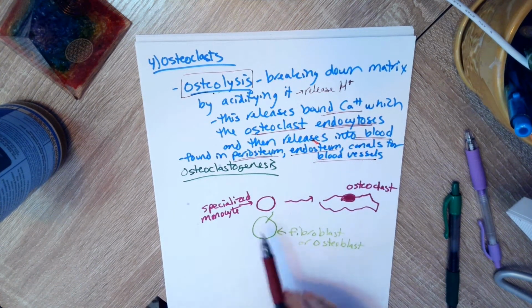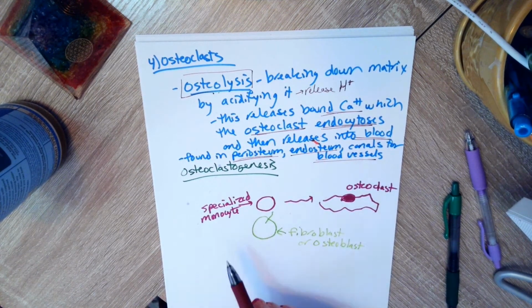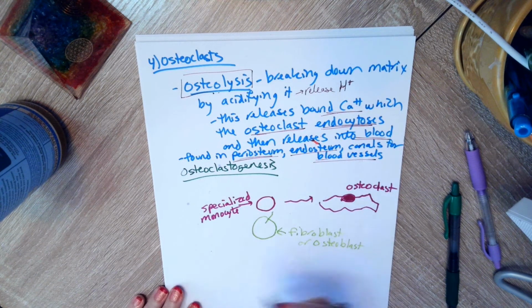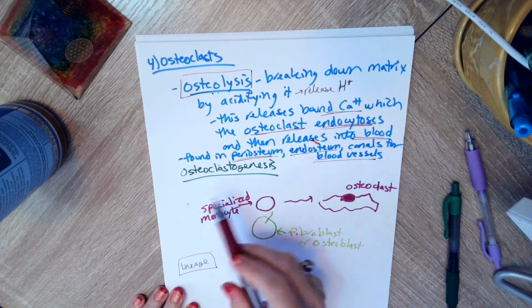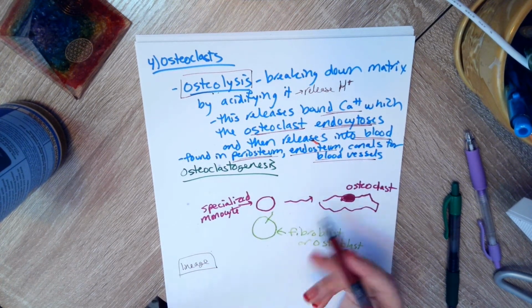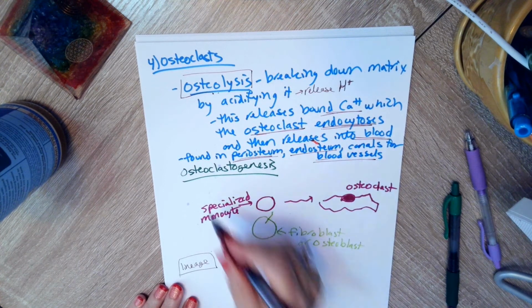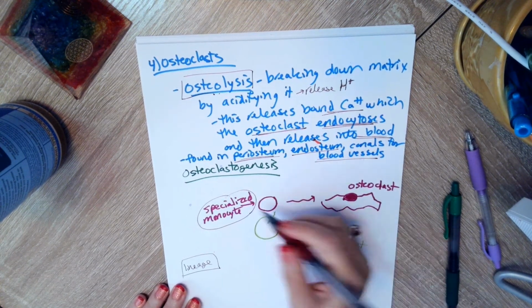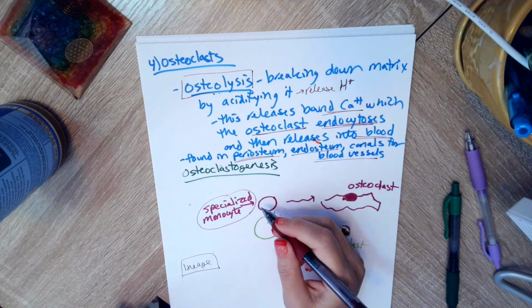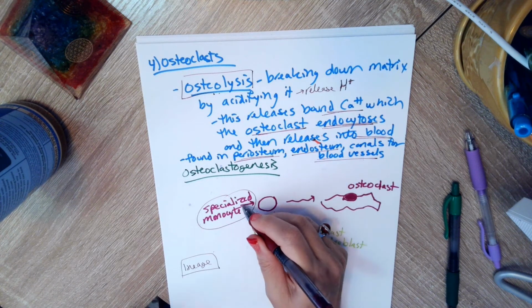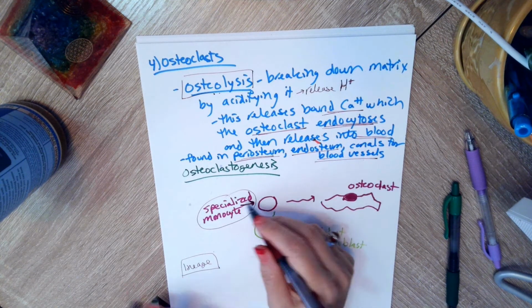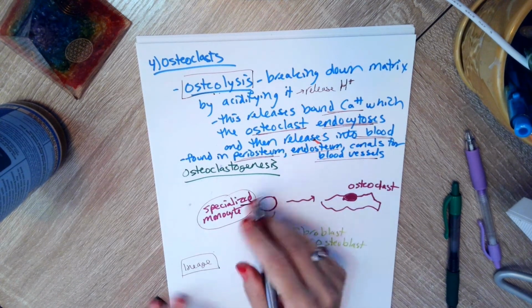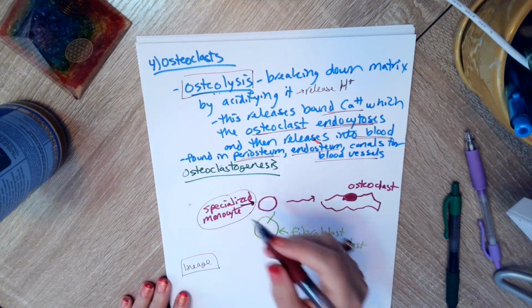Now, everything else, all the other bone cell types, the osteoprogenitors, the osteoblasts, the osteocytes, they all came from the same lineage of cells. And the osteoclasts are going to come from a different lineage of cells. They come from specialized monocytes. And monocytes are a type of white blood cell that can move from the blood and into tissues and things like that. So that's where these osteoclasts are coming from. They're not coming from the osteoprogenitors, the osteoblasts, the osteocytes. They're not coming from the same sort of process at all.